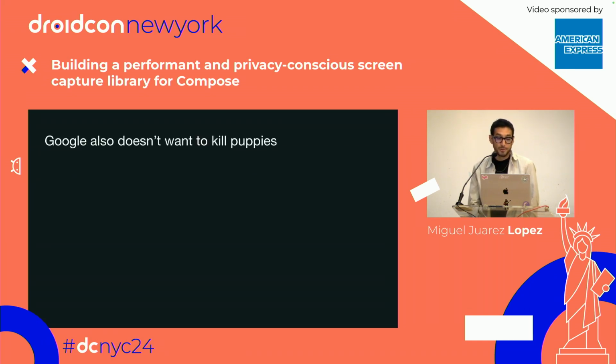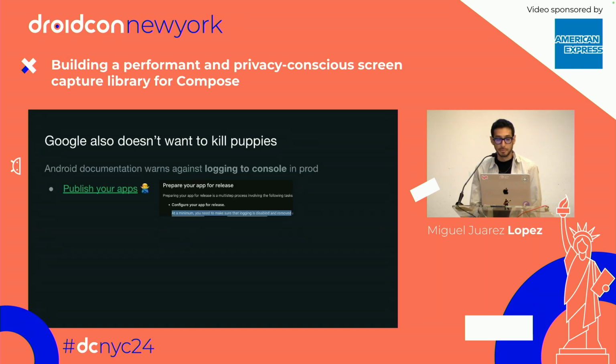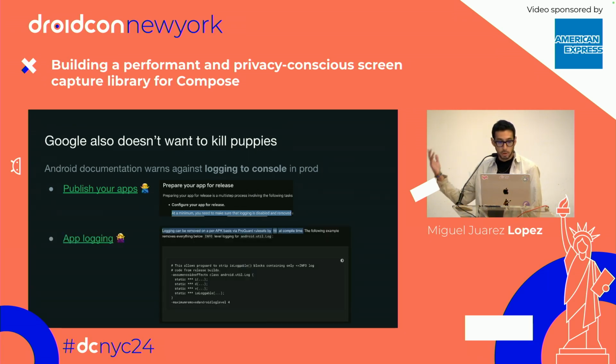If you look at Android documentation, you will see all over the place that they don't want you to leave those pesky console logs in production, right? In the publish your apps documentation, it says, at a minimum, you make sure that your logging is disabled and removed before you publish your apps. Makes sense. In the app logging documentation, they even give you ProGuard rules about how to strip out the code that has log statements. And it makes sense. Most of those logs will go unread, right? You're trying to send them to console, but who's connected, who's looking at them? They're wasteful, they're going nowhere. Let's kill them.